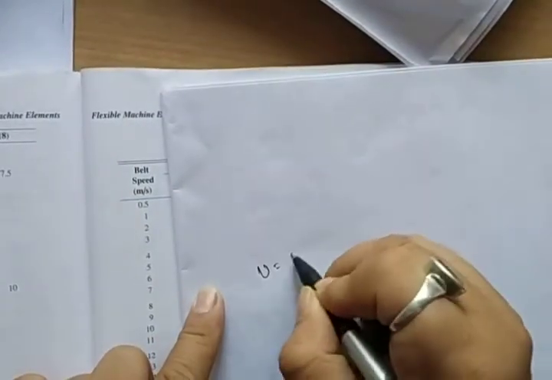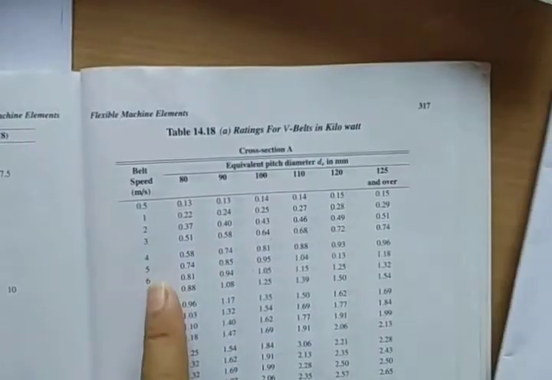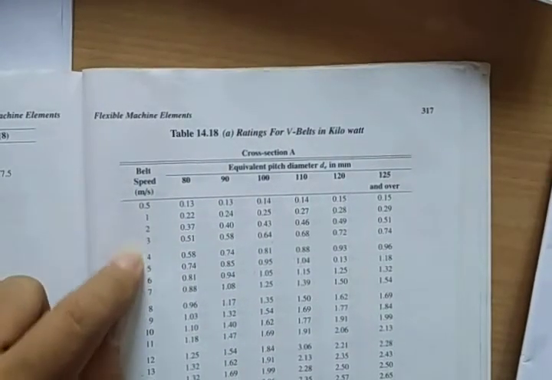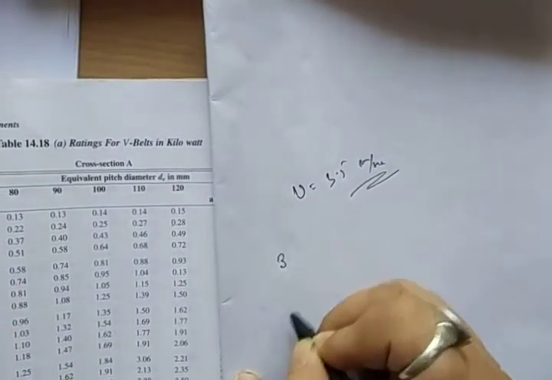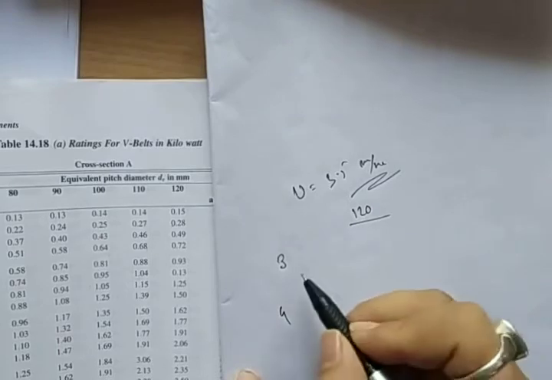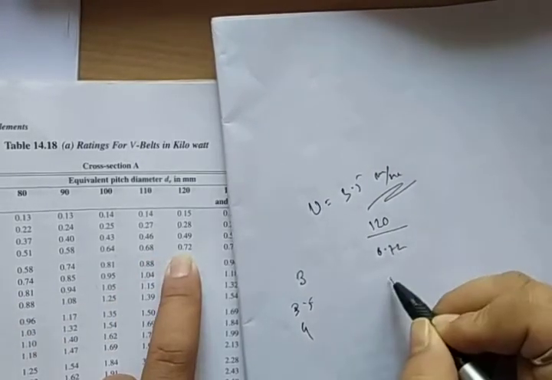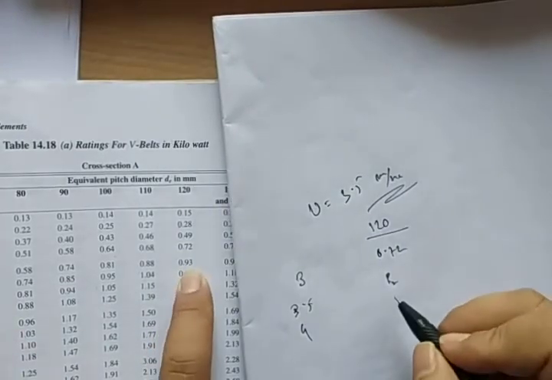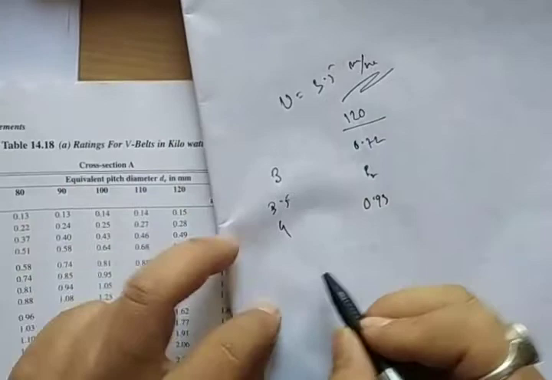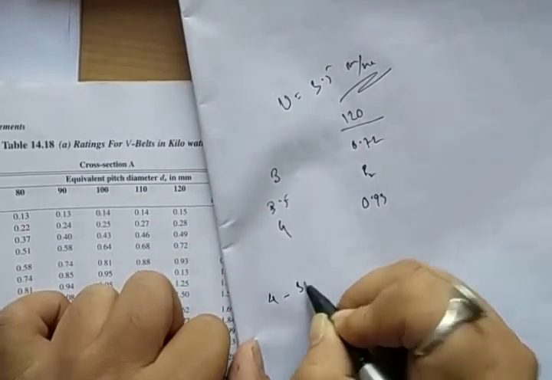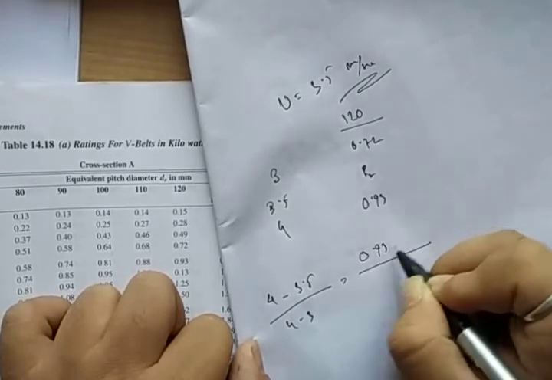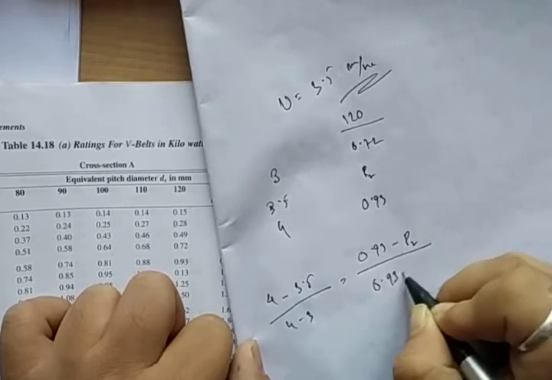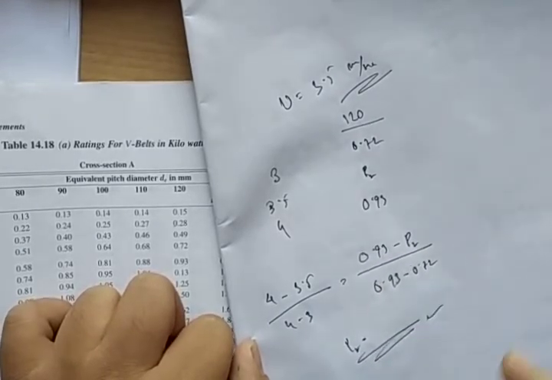Now, if you find V equals, let's say, 3.5 meters per second, which is not available here since only 3 and 4 are there, then you have to interpolate between these two, as you already know. For diameter 120, for 3 the value is 0.72, for 3.5 the power PR is unknown, and for 4 it is 0.93. So interpolate: 4 minus 3.5 over 4 minus 3 equals 0.93 minus PR over 0.93 minus 0.72. From here you find PR. This is how we calculate.